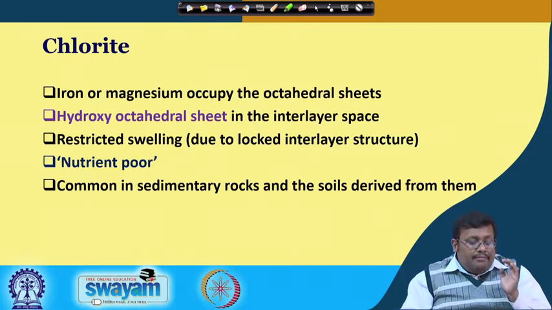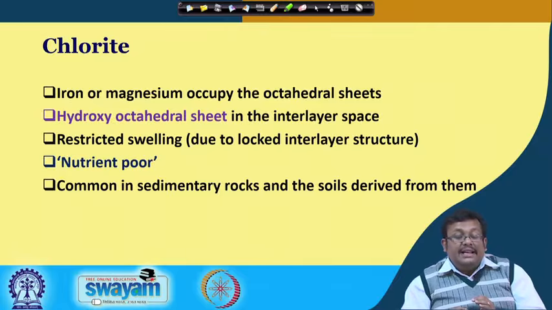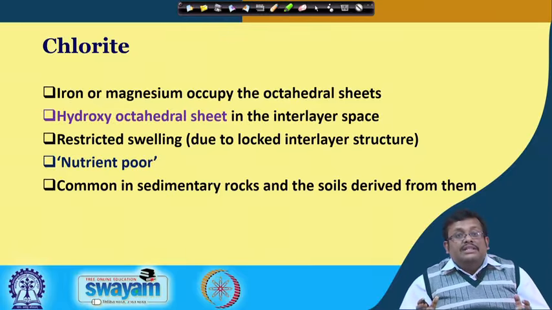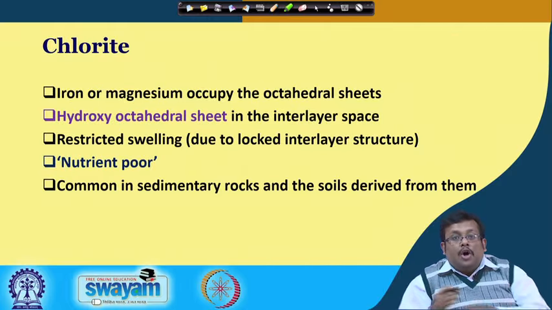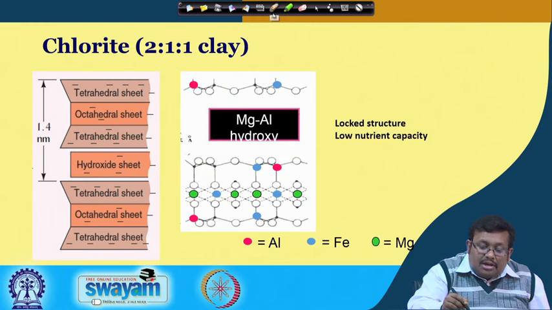So, there is a hydroxy octahedral sheet in the interlayer space, and due to the presence of this hydroxy octahedral interlayer, they show restricted swelling because of the locked interlayer structure. They are nutrient poor, and they are very common in sedimentary rocks and the soils derived from them. So, this is the structure of the chlorite.